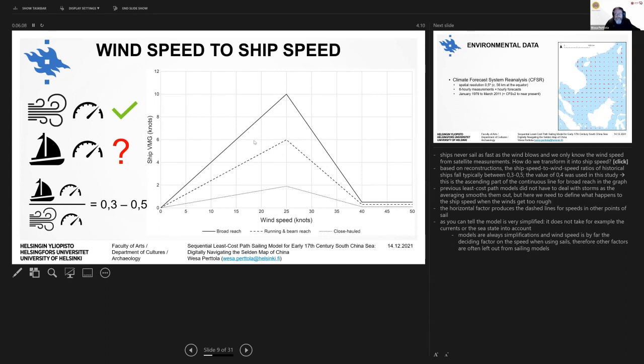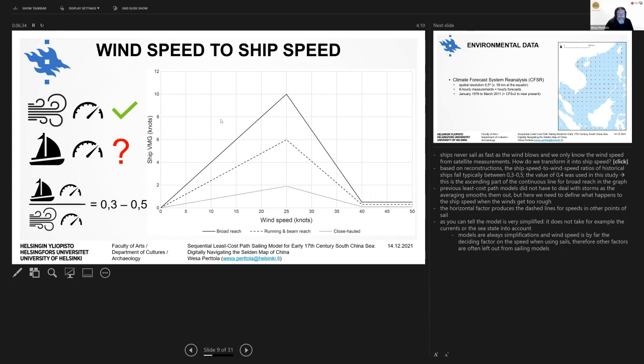Previous least cost path models did not have to deal with storms, as the averaging smooths them out. But here we need to define what happens to the ship speed when winds get too rough, so this bit of the graph. And the horizontal factor mentioned before produces the other lines seen here for the other points of sail.